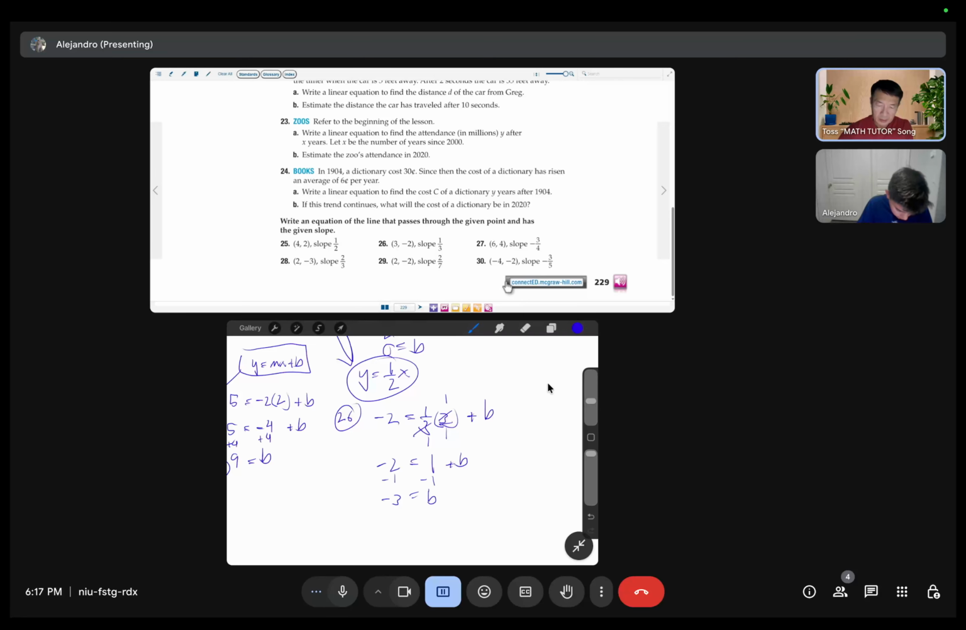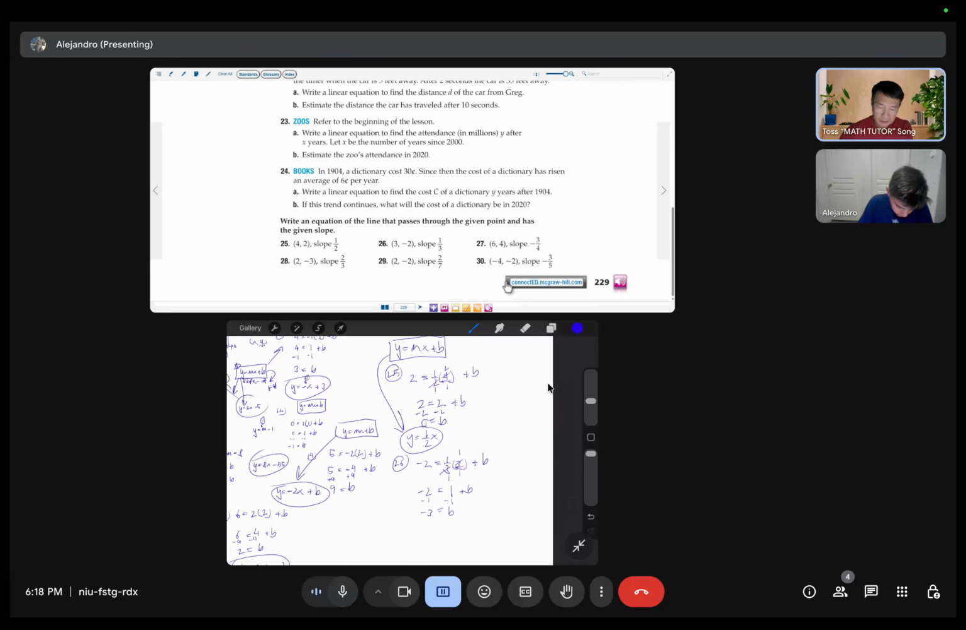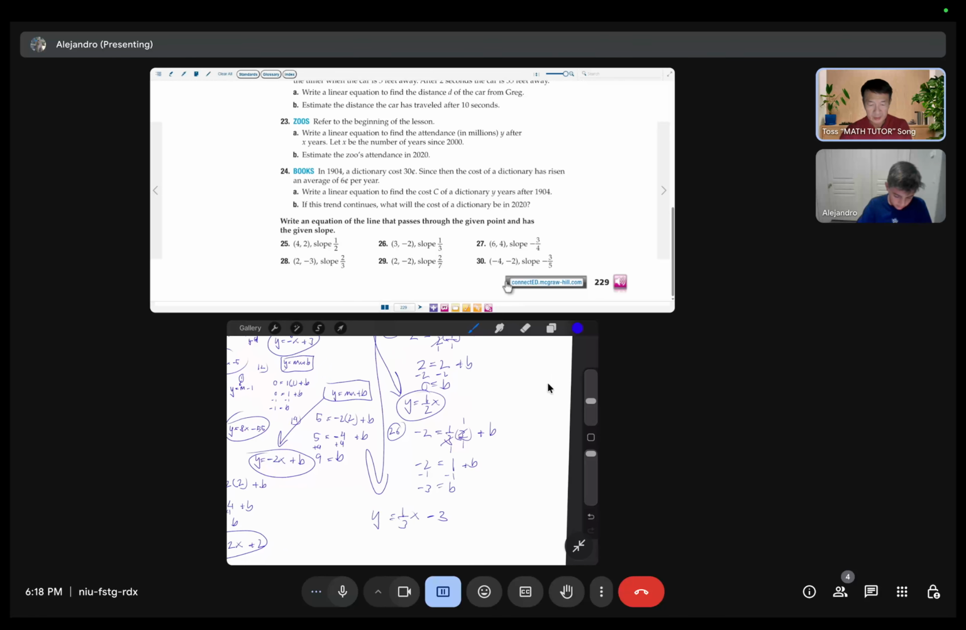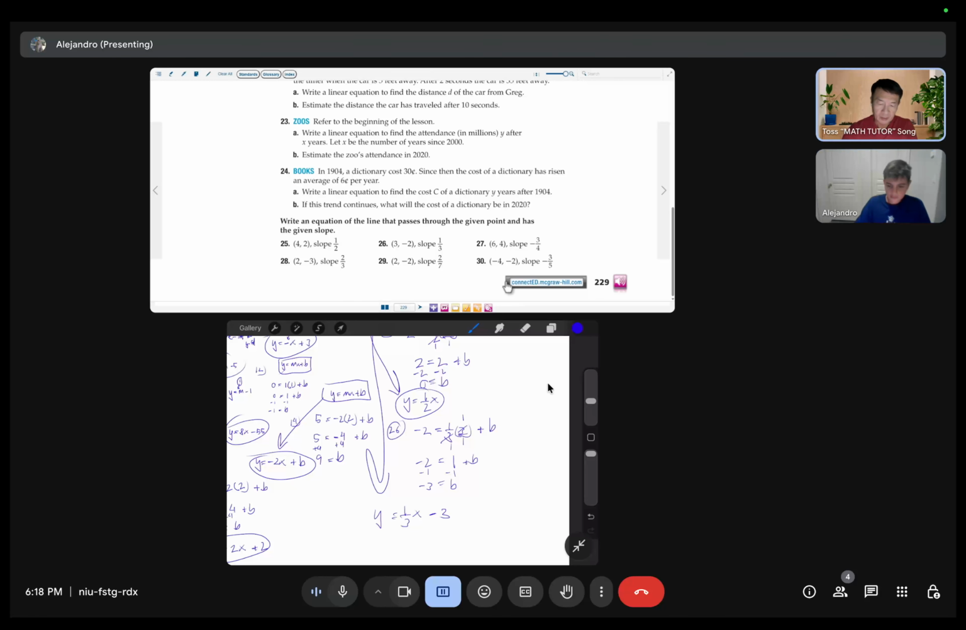So use y = mx plus b again. Back substitute. Y stays y. M will be 1/3. X stays x. But this time you have b being -3, or plus -3. So it's -3. There you go. Is that it? Yeah.